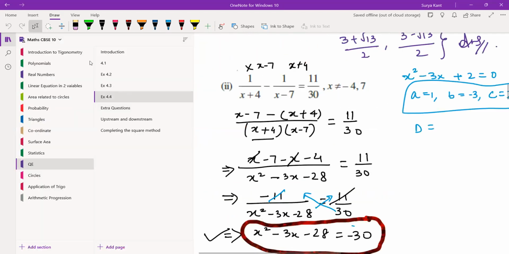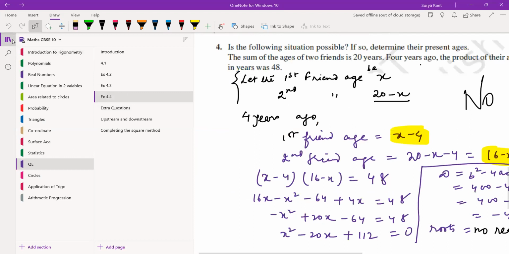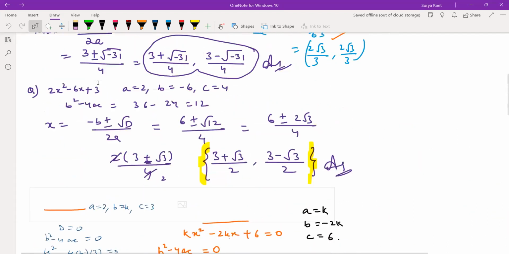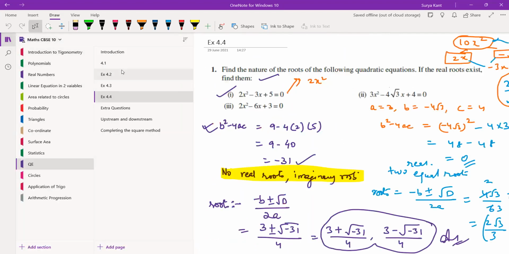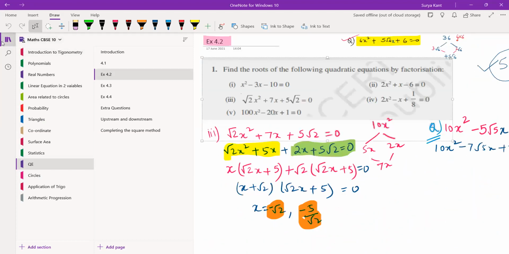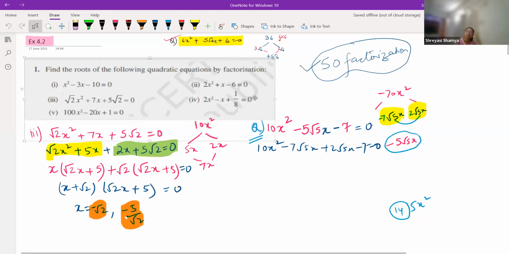4.4 is a very easy exercise. Only in 4.3 you have to do something. 4.3 is a very easy question, nothing is there in this. So all of you know the factorization, no? Factorization. Yes, sir. Okay.